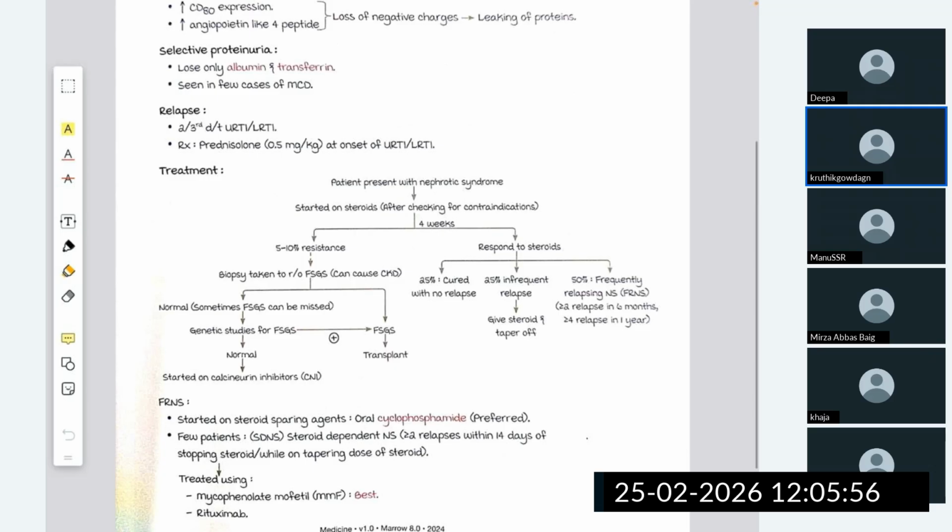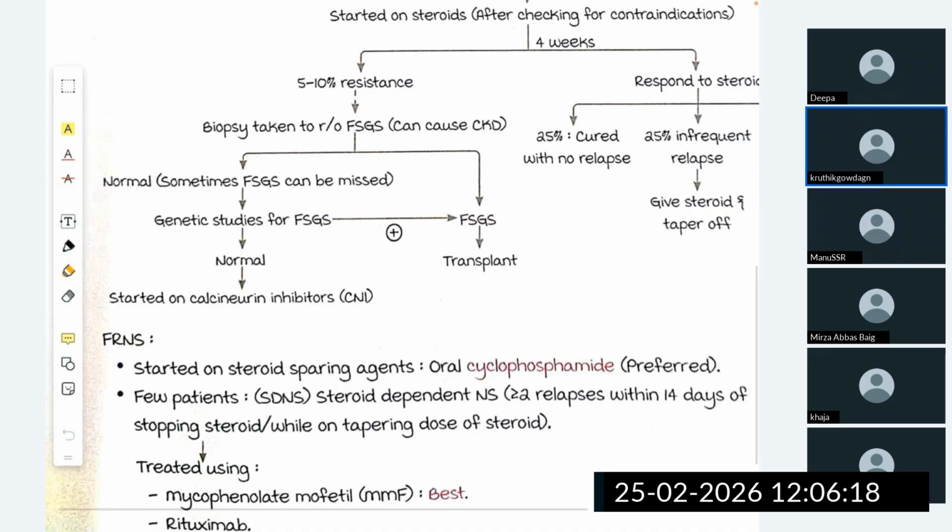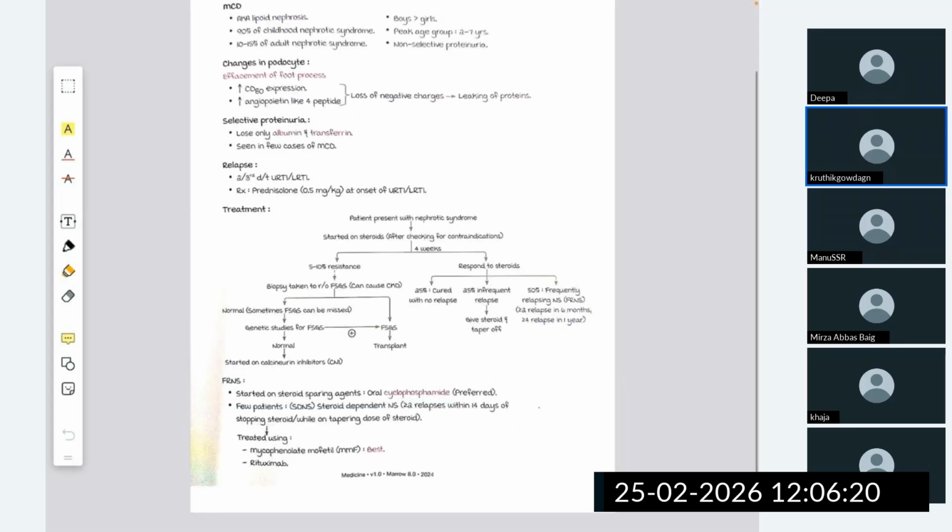We give steroids, that is 2 mg per kg per day in case of children, 1 mg per kg per day in case of adults. If there is steroid resistance, which is seen in 5 to 10% of patients, we will do renal biopsy and look out for other causes and treat accordingly. And also in case of steroid-resistant minimal change disease, we can give calcineurin inhibitors, that is cyclosporin, tacrolimus and sirolimus.